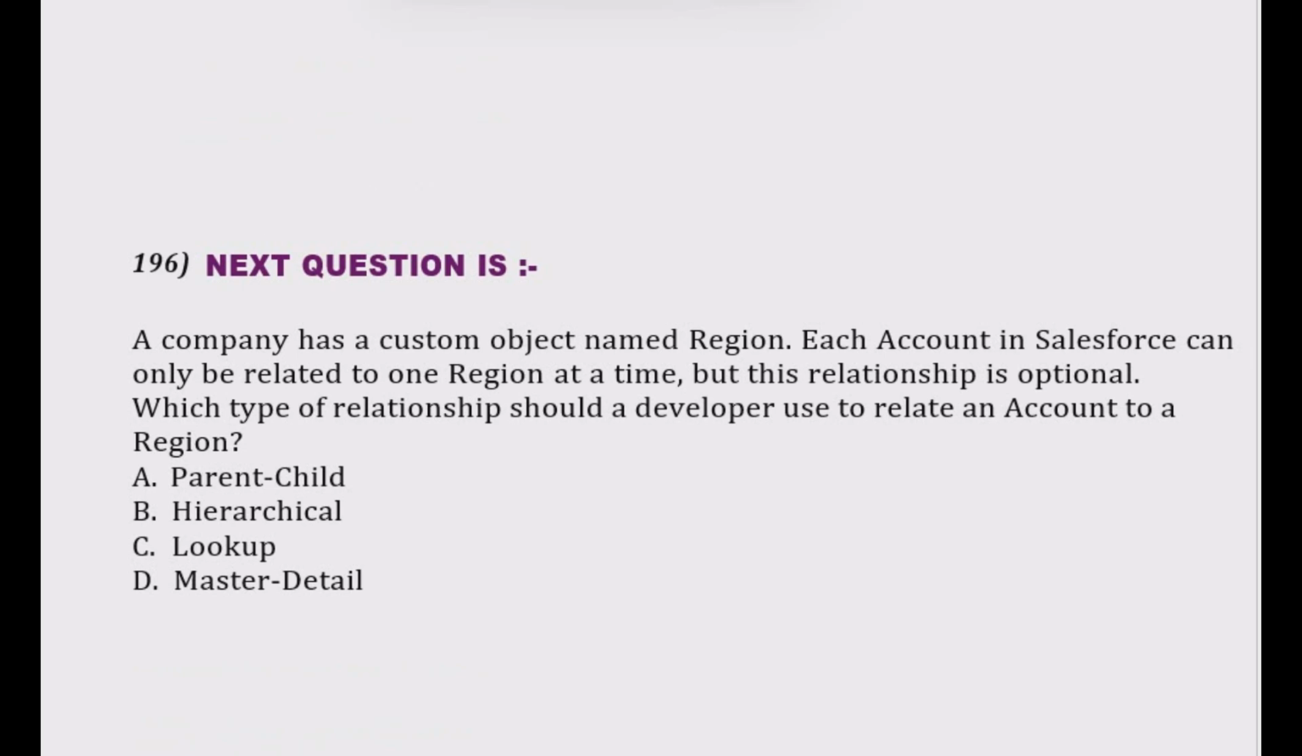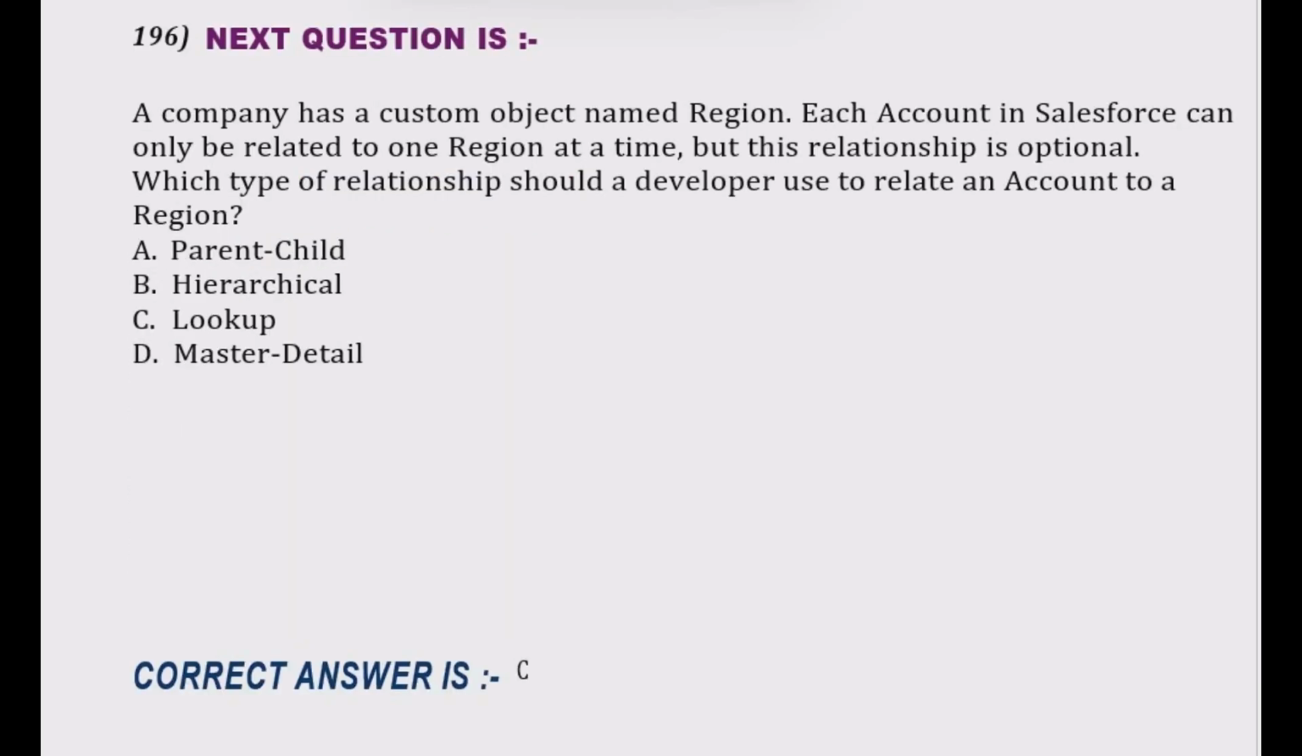Question is, a company has a custom object named region. Each account in Salesforce can only be related to one region at a time, but this relationship is optional. Which type of relationship should a developer use to relate an account to a region? Option A, parent-child. Option B, hierarchical. Option C, lookup. Option D, master detail. Correct answer is option C.